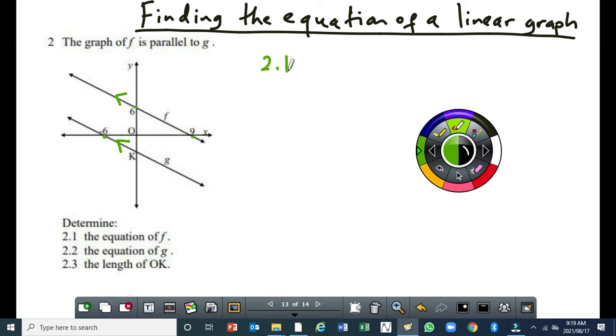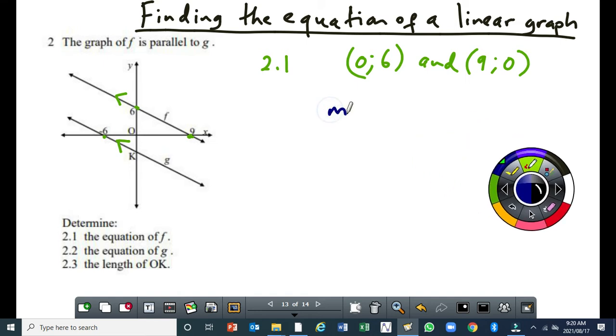So for 2.1, I'm going to use this y-intercept and that x-intercept. The coordinates at the y-intercept are (0, 6). The coordinates at the x-intercept are (9, 0). It's very important for you to know that along the x-axis, y is 0, and along the y-axis, x is 0. So I'll use these two points to calculate the gradient.